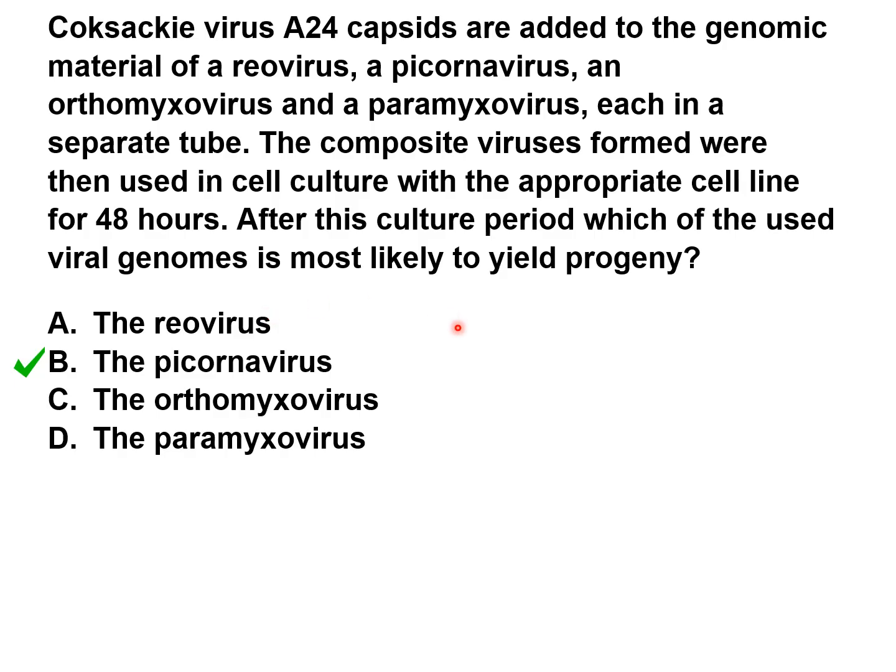The reovirus, the orthomyxovirus, and the paramyxovirus, all of these are either double-strand RNA or negative sense single-strand RNA, and so they will need their own polymerases, their RNA polymerase, to be packaged into the viral particle for them to start an infection. And so the correct answer is the picornavirus, because it is a positive sense single-stranded RNA virus.